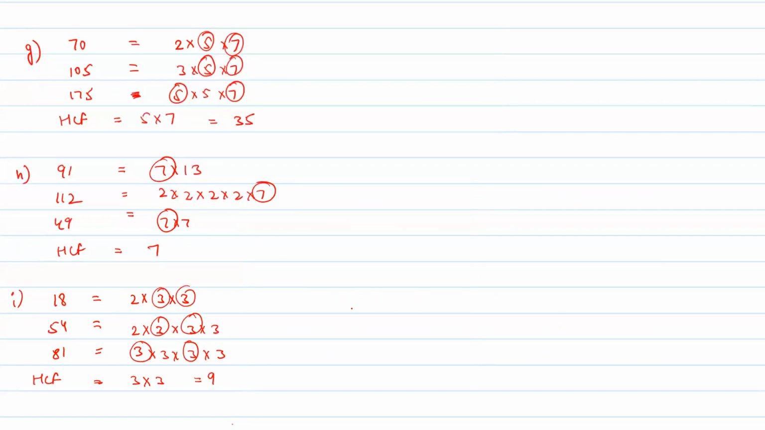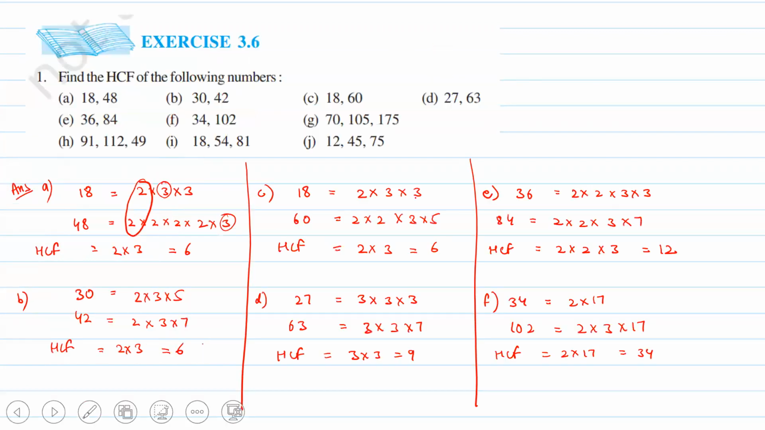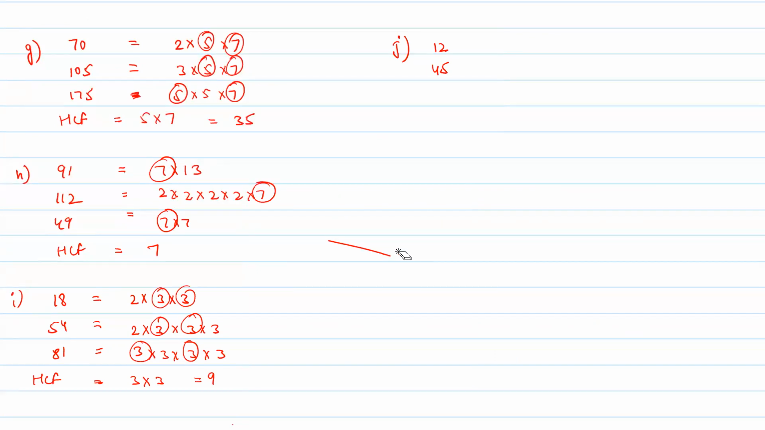And the last part is 12, 45, and 75. 12 can be written as 2 into 2 into 3. 45 can be written as 3 into 3 into 5. And 75 can be written as 3 into 5 into 5. So HCF will be 3 only. Okay, this is the first question.